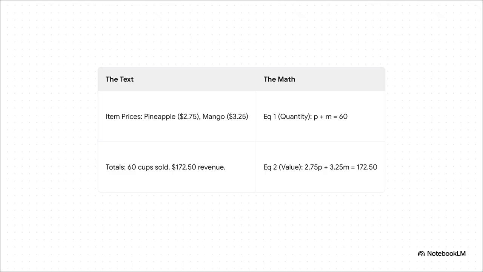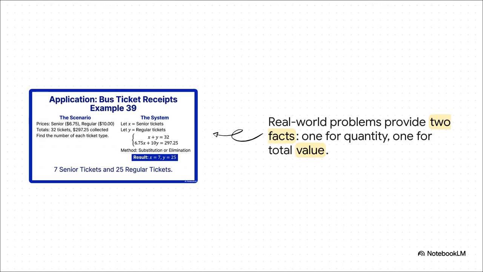The quantity equation is super simple. The number of pineapple smoothies plus mango smoothies equals 60. Then the value equation just uses the prices to add up to the total money they made. And just like that, you've turned a word problem into a system that you know exactly how to solve. And believe me, once you see this pattern, you'll start seeing it everywhere.